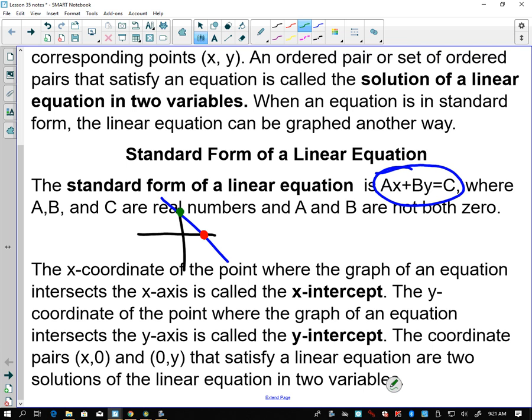The y-coordinate of the point where the graph of an equation intersects the y-axis is called the y-intercept. You're familiar with that. The coordinate pairs for these would be x, comma 0, meaning that where I have my x-intercept, y equals 0. And where I have my y-intercept, x equals 0. You follow me so far? Those points that satisfy a linear equation are two solutions of the linear equation in two variables.